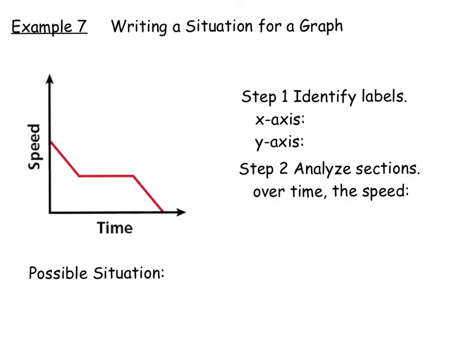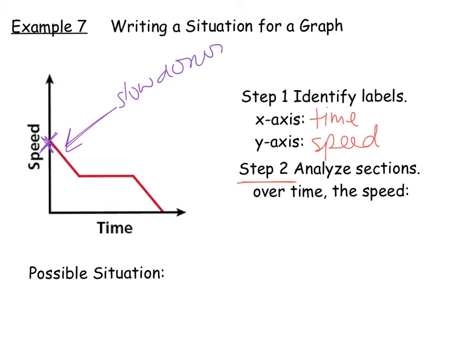So now we need to write a situation for the graph. The first step is always to look at your axes, because we need to know what's happening and what we're analyzing. We have time, and as time passes, we're looking at speed. We have to look at all the sections of the graph and analyze them in step 2. We start at some speed, and then we slow down. We're at a constant speed for a while. And then down here, we're slowing down again.